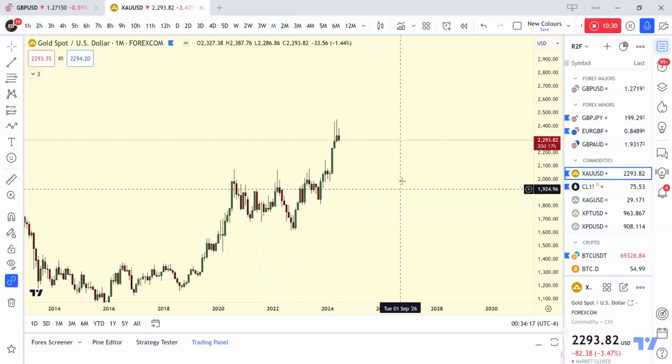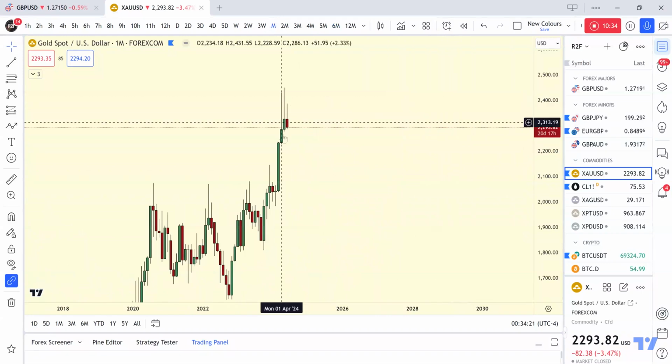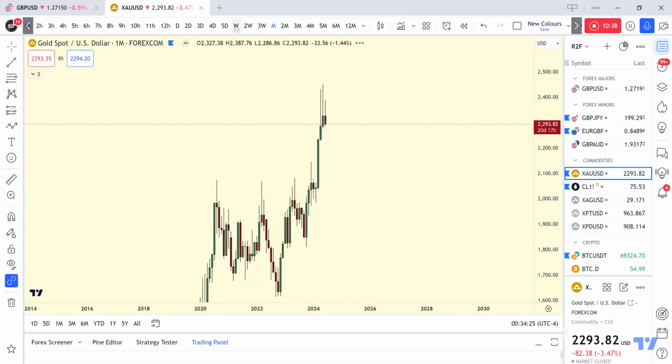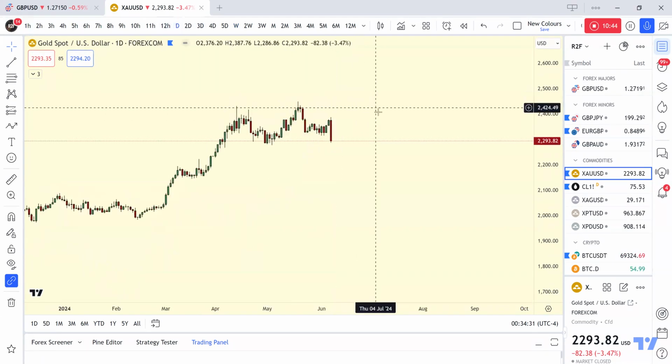So let's go to the monthly. Yeah, so we're at all-time highs. There's not much to say here besides expecting price to retrace. Go down to the weekly. Price came to this order block. Now expanding down. Because of the dollar.